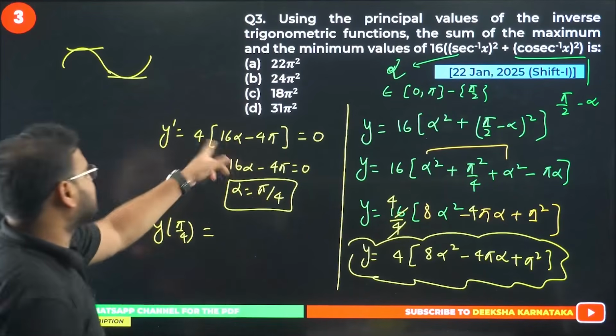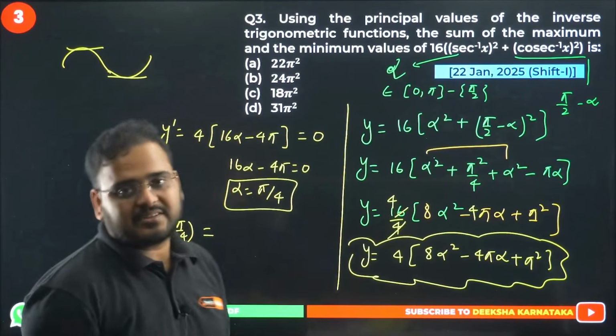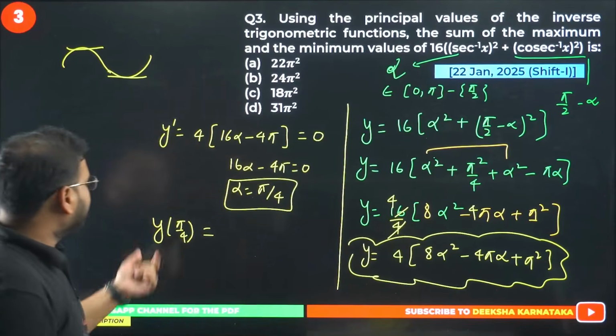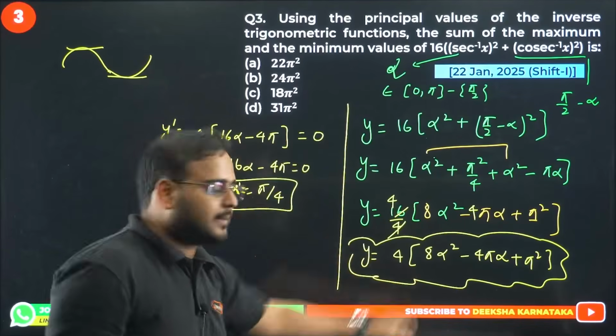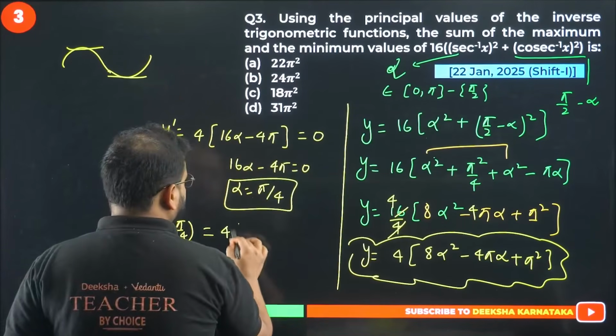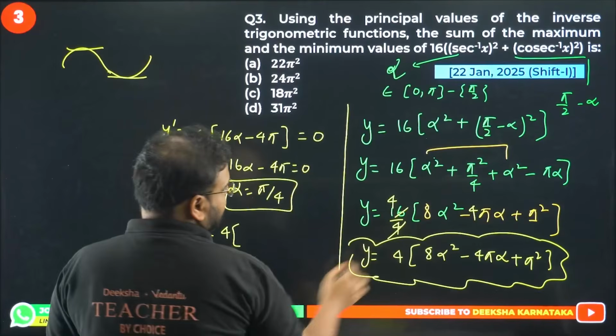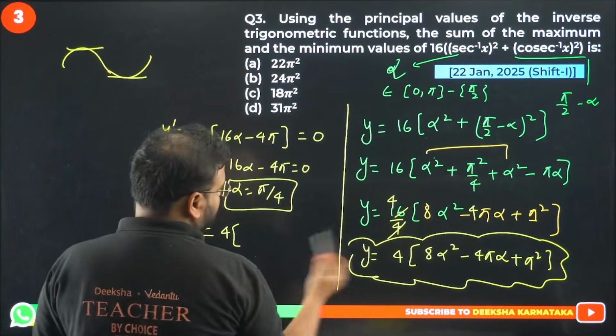So you're gonna get this as 16 into 4, 64. That's the second derivative. Okay, so what we have over here is simply minima. Point of minima is pi by 4. Let's put this pi by 4 in this part. What I'm getting, I have here 4, and I get 8 into pi by 4, right?